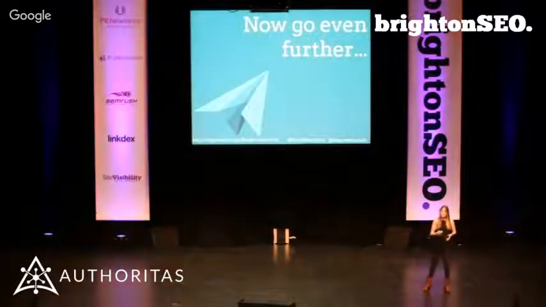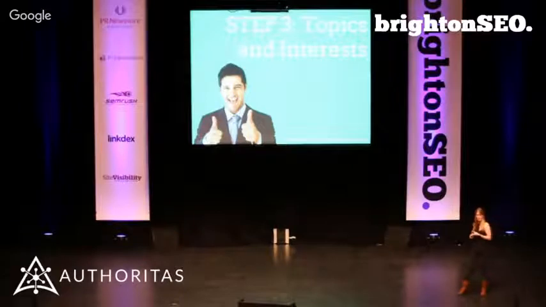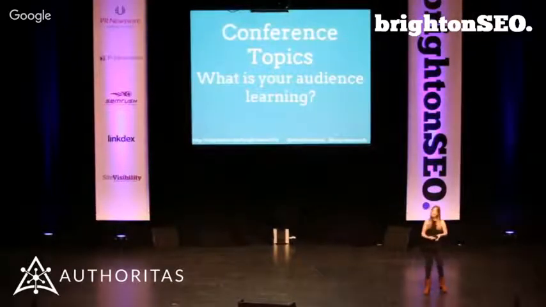So now I want to go just a little bit further. At this point, we've gone through our basic audience insights. We've thought about what motivates our audience. And step 3 is to look at what topics appeal to this audience and what interests them. And there are various ways that you can do this too.